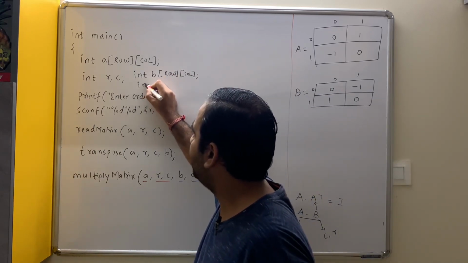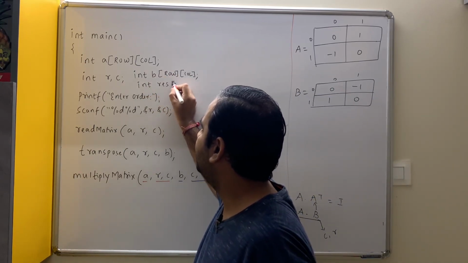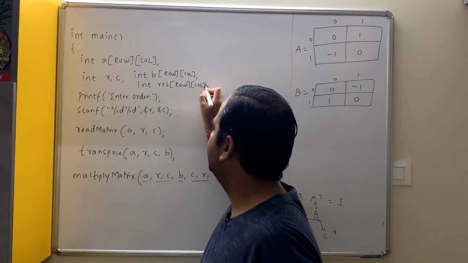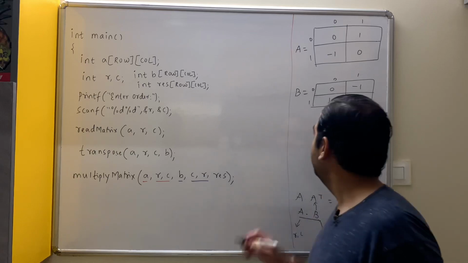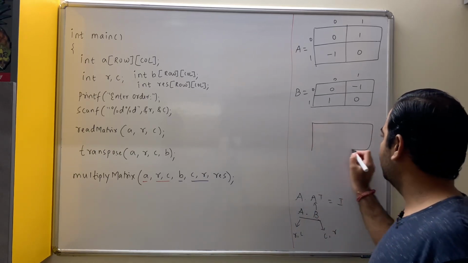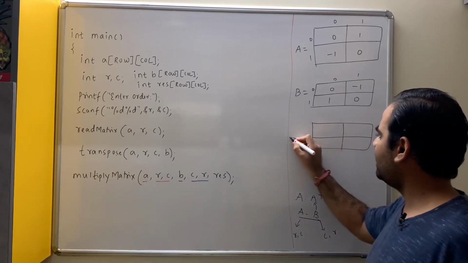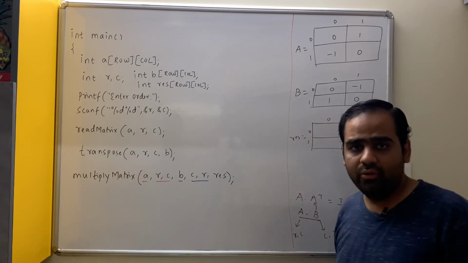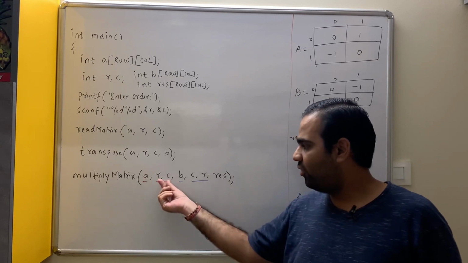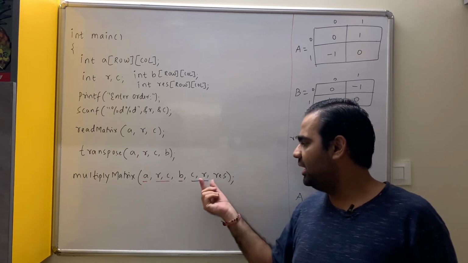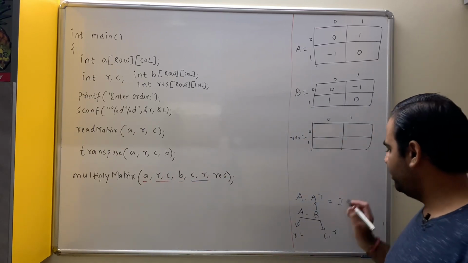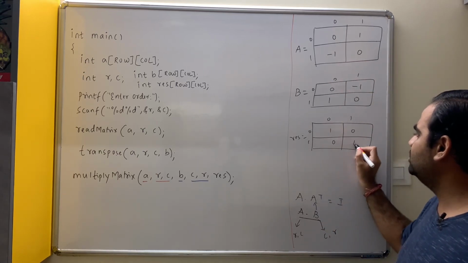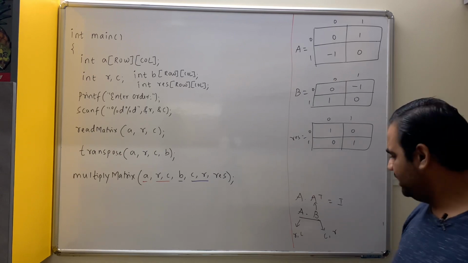Therefore, I need one more matrix, resultant. Let me declare it, int resultant of row column. Now what will happen? One more matrix resultant will be created. This is the resultant matrix, 0 1 0 1, and what we are doing, we are multiplying A of order R cross C with B of order C cross R. Now see here, it will be multiplied, and it will be 1 0 and 0 1. You can verify it yourself.